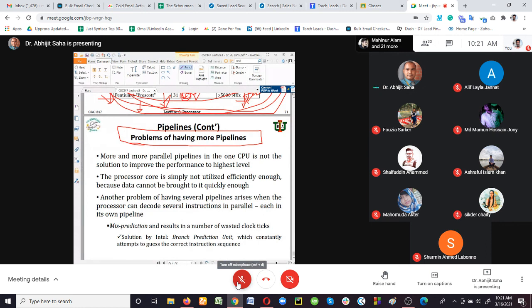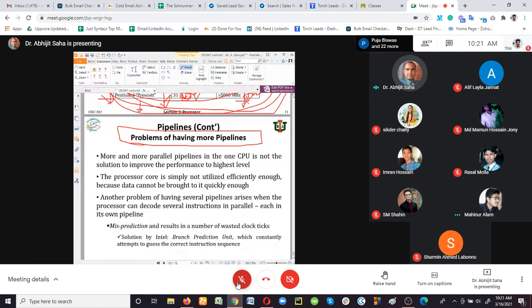Anybody? Are you listening? Yes, sir. Could you repeat it, sir? I say that we have discussed yesterday that we have level 1, level 2, level 3 cache. If we increase the levels to level 4, 5, 6, 7 cache memory, is it going to improve our CPU's performance or not? Yes or no? No, sir.